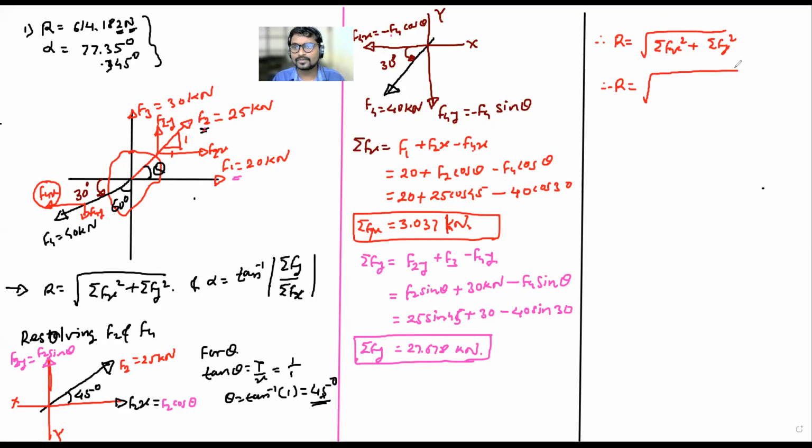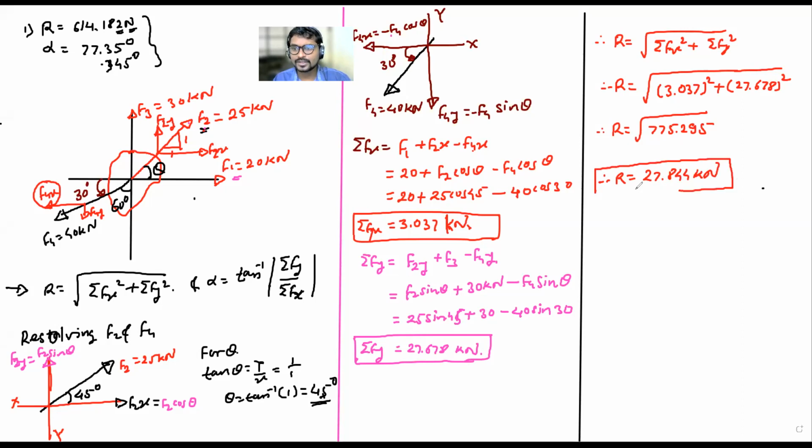Therefore, R is equal to under root of summation Fx, both are positive, right? Yes, sir. 3.037 squared plus Fy is 27.678 squared, which gives 775.295 under the root, so it is 27.844 kilonewtons. So this is our resultant R.